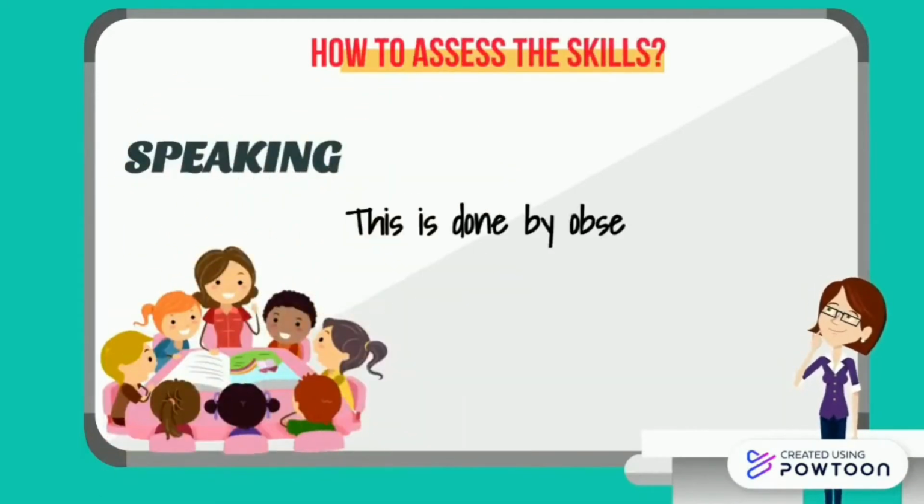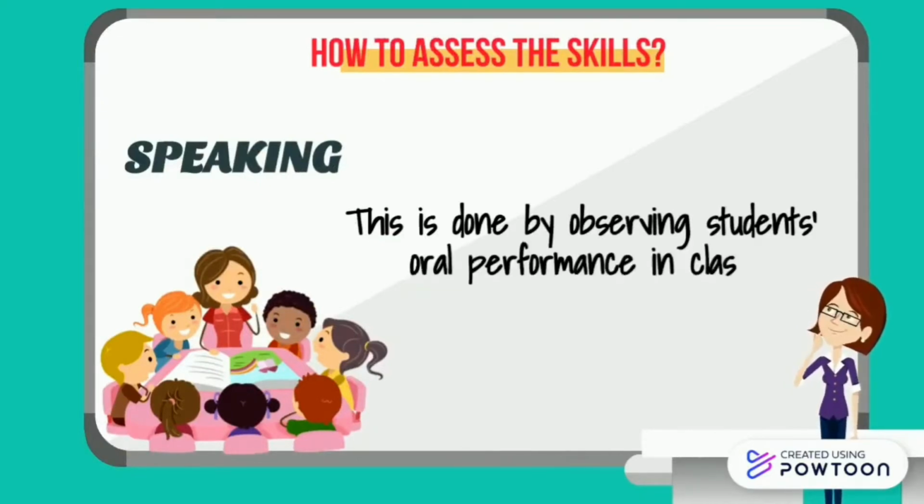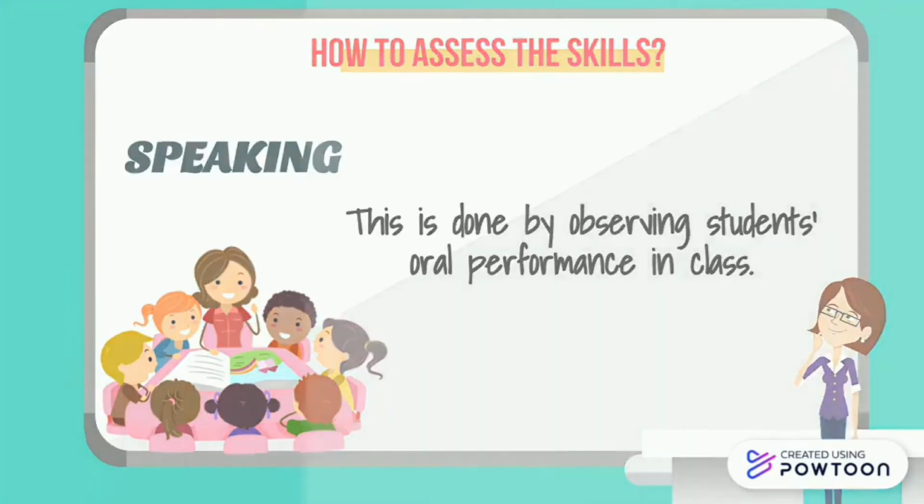Speaking. This is done by observing students' oral performance in class, for example. When students are working in groups, walk around the class while monitoring their work. There, you will get an idea and compare how developed this skill is in your students.